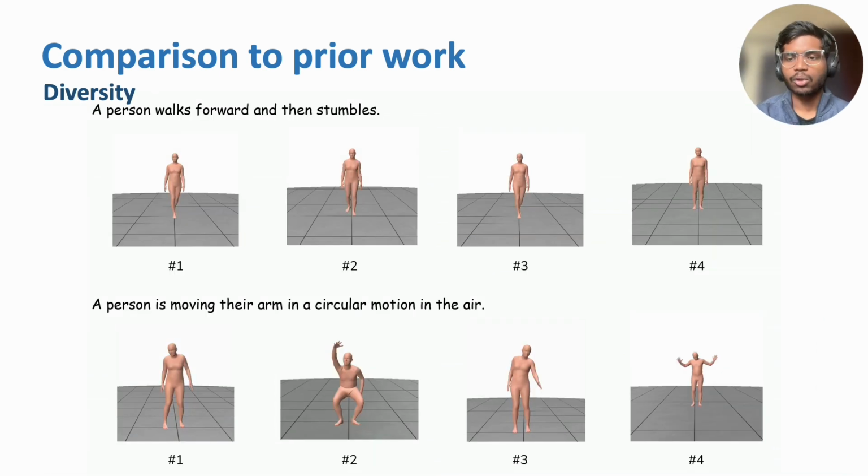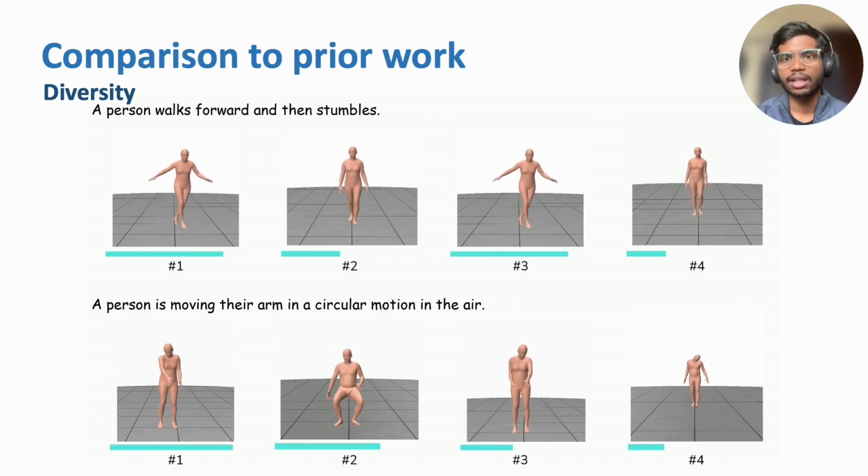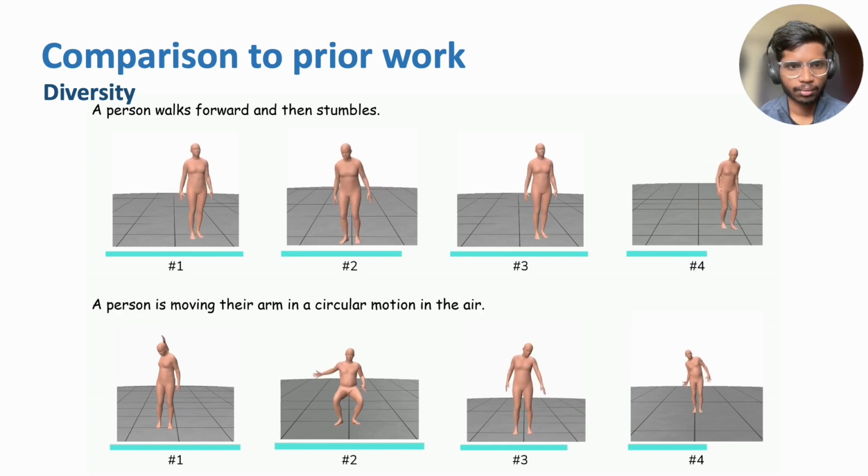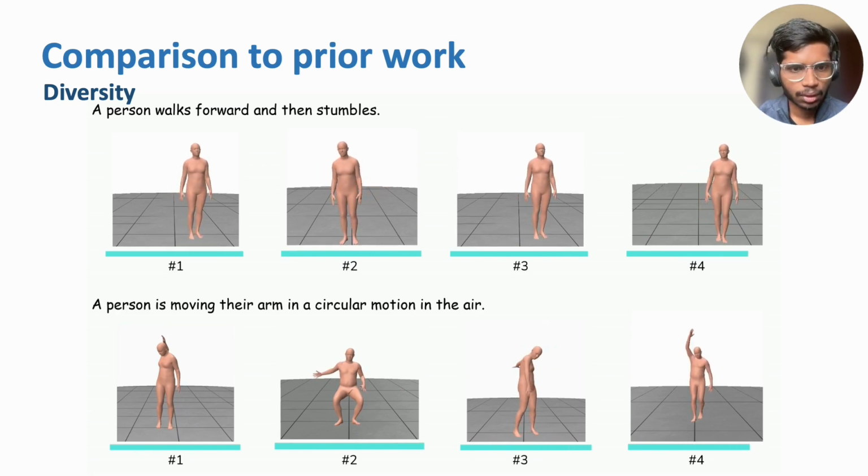The diverse samples produced by MoRAG enhance the diversity of MoRAG diffuse, allowing it to generate a wider range of motion sequences that are both semantically coherent and varied. As you can observe here, MoRAG diffuse generates diverse motion sequences for a given text input.